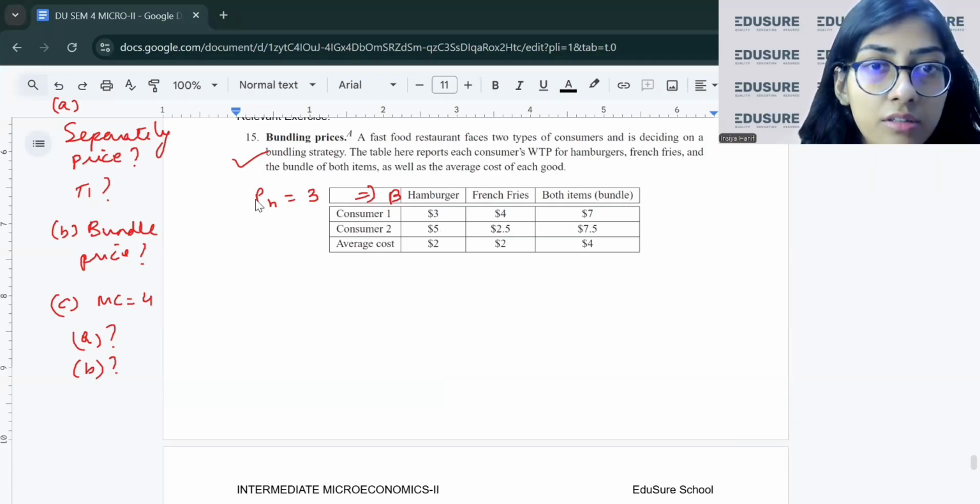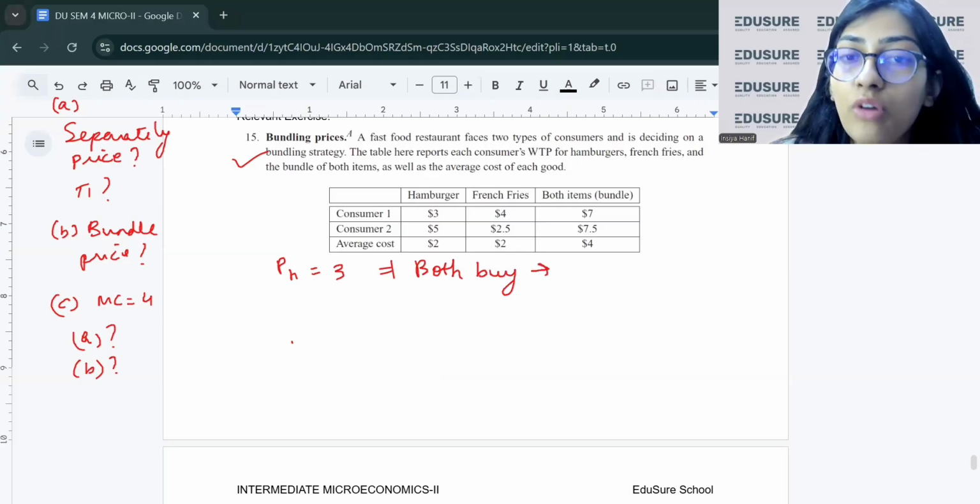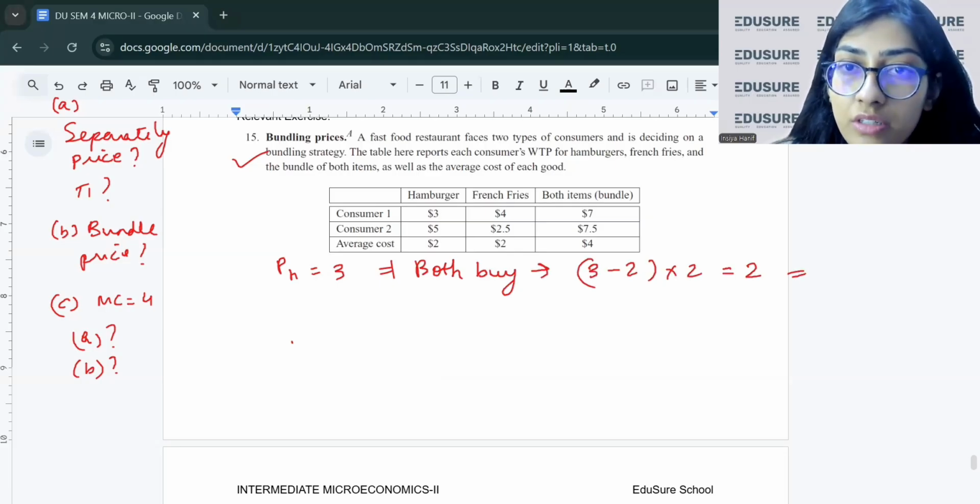Let me write it here. Okay, if the price of hamburger is equal to 3, then both will buy, right? So both buy, and the profit per hamburger will be what? It will be (3 minus 2) into 2. Okay, so this is the profit.